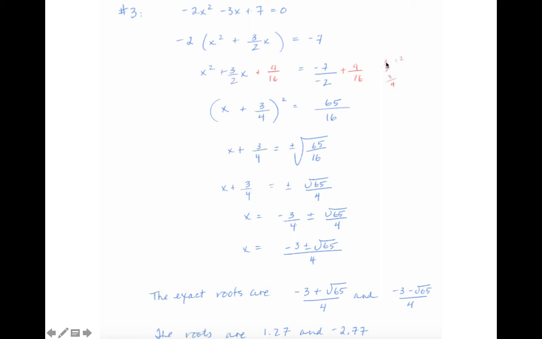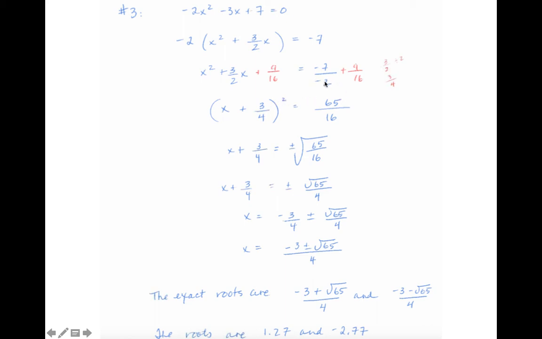And if you look over here, 3 over 2 divided by 2 is 3 over 4. And then 3 over 4 squared is 9 over 16, which is what I'm going to add to both sides. So then the question is, where does this come from? So it's x plus 3 over 4 squared.